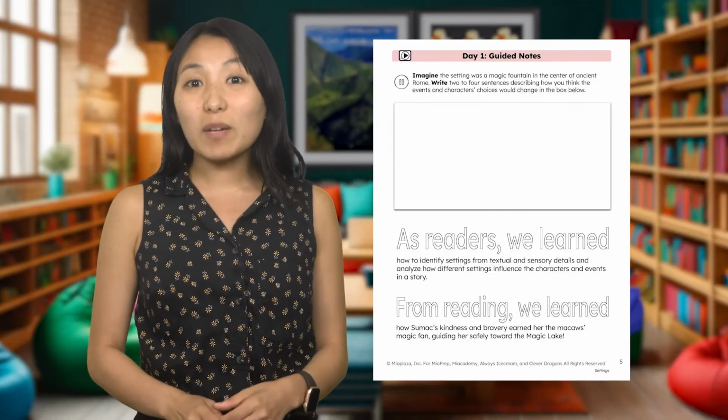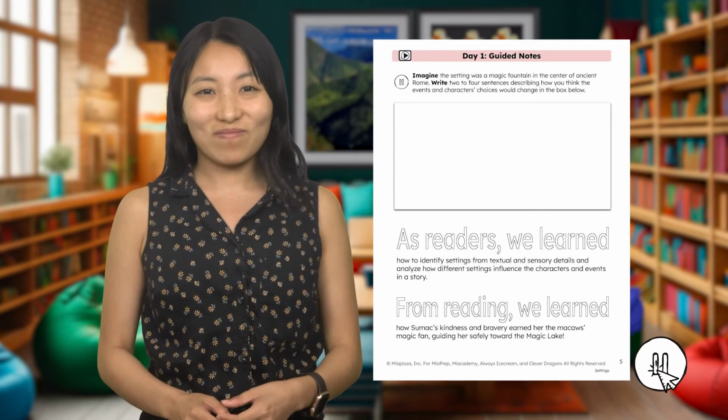Great. So what could I add to the book nook now? Aha! A blue blanket to represent the magic lake. Perfect. Now, just like we did earlier, let's think about how changing the setting of the magic lake would affect the events, characters' choices, and plot. Instead of a magic lake in the mountains during the Inca civilization, imagine the setting was a magic fountain in the center of ancient Rome. Pause the video and write about how you think the story would change.